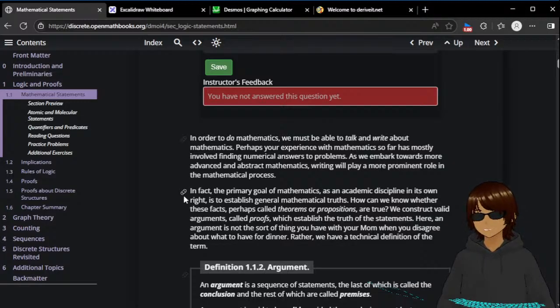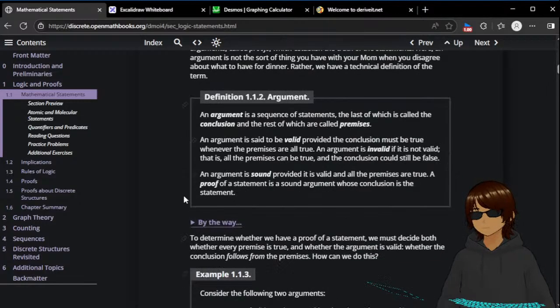How can we know whether these facts, perhaps called theorems or propositions, are true? We construct valid arguments called proofs, which establish the truth of the statement. Here, an argument is not the sort of thing you have with your mom when you disagree about what you have for dinner. So, definition, argument.